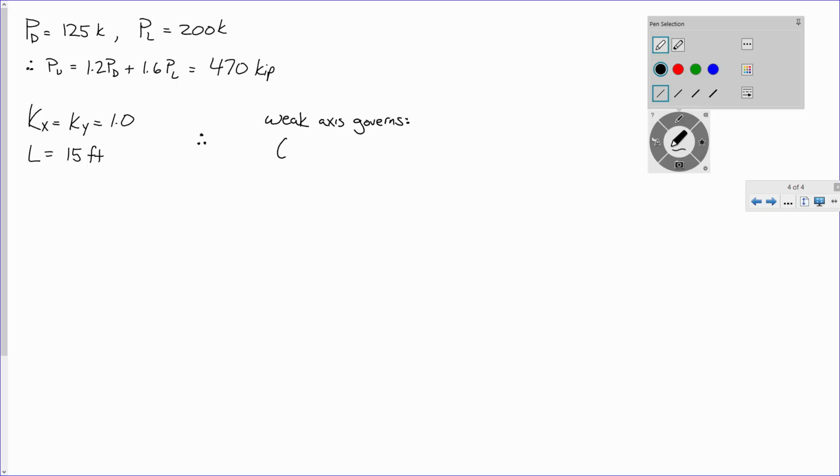And that our KL in the y direction equals 15 feet. All right. Everybody good?